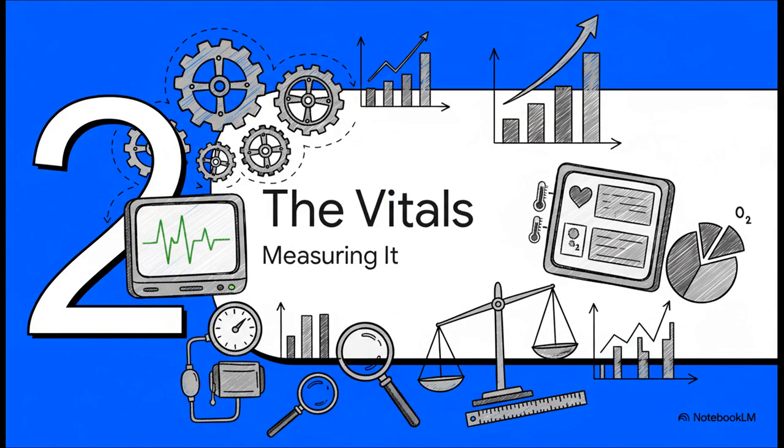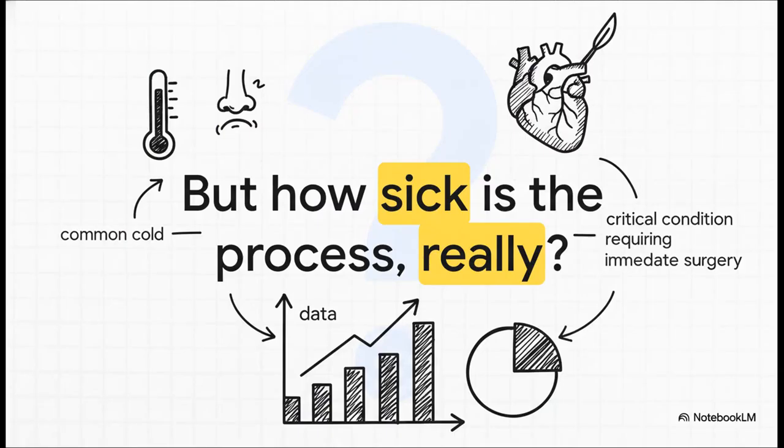All right, we have our diagnosis. Now it's time to check the patient's vitals. This brings us to the measure phase. We've defined the problem, but now we need to quantify it. We need to understand its true scale with cold, hard data. Which, of course, leads to the big question. How sick is this process really? Are we talking about a common cold, or is this a critical condition that needs immediate surgery?